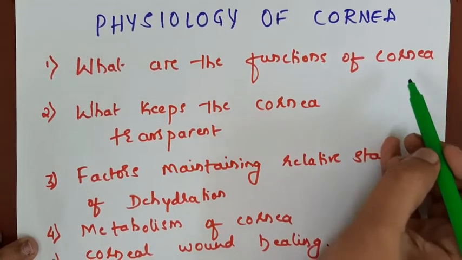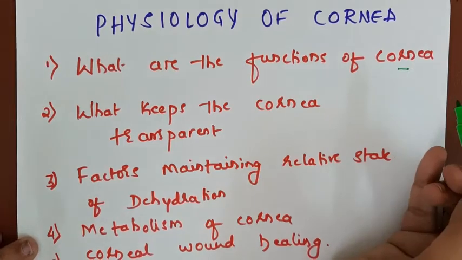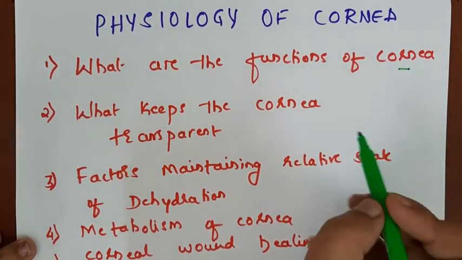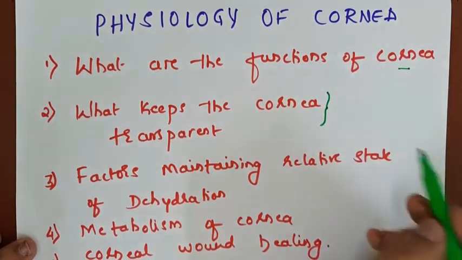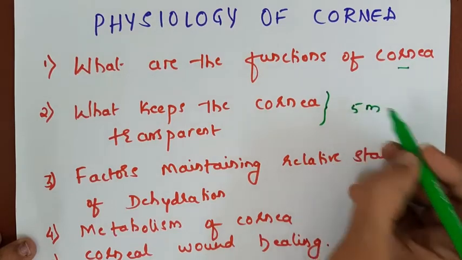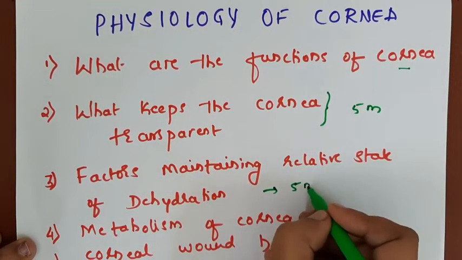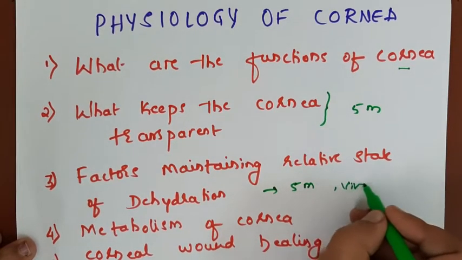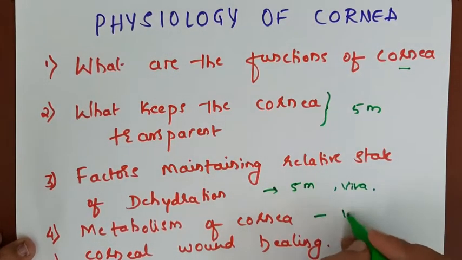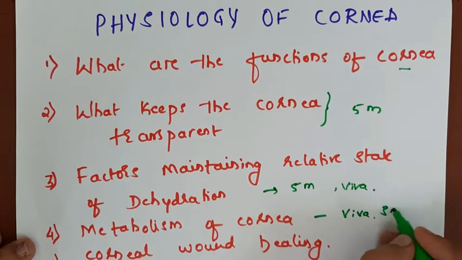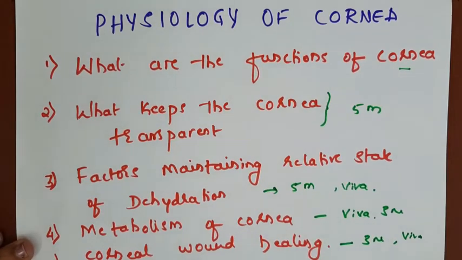So what are the functions of the cornea? It can be your 3-mark question or a viva question. What keeps the cornea transparent? This is a frequently asked 5-mark question. The factors maintaining the relative state of dehydration is also a frequently asked 5-mark question as well as a viva question. Metabolism of the cornea, viva or 3-mark again. And wound healing, a definite 3-mark question and viva question. So without much delay, let's begin our video on physiology of the cornea.